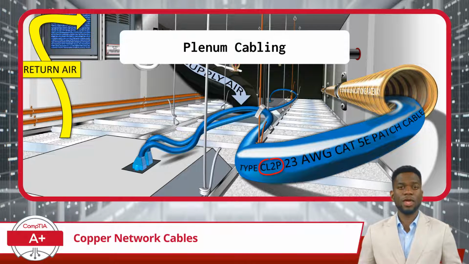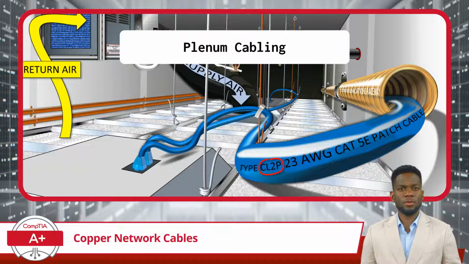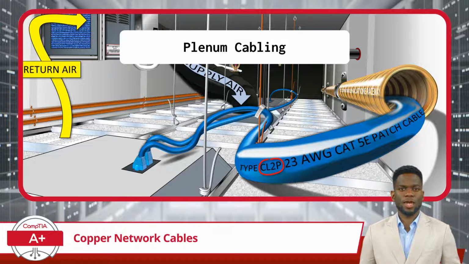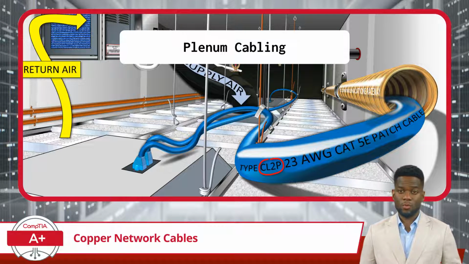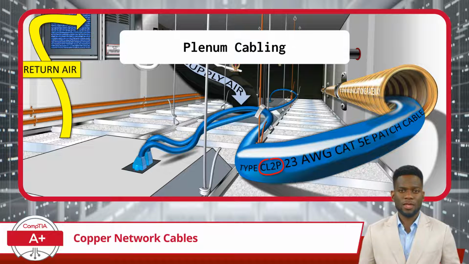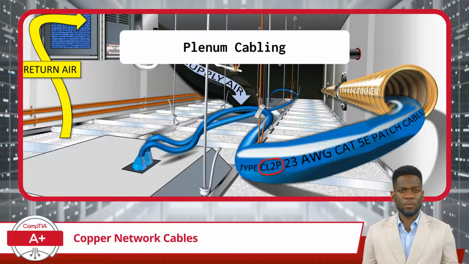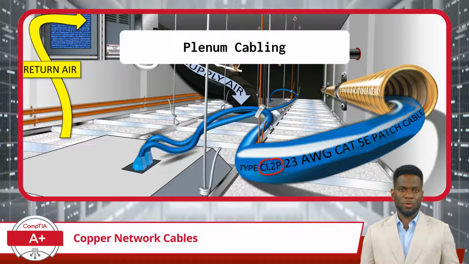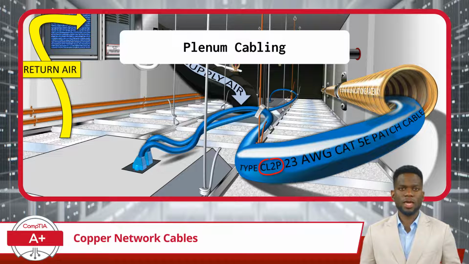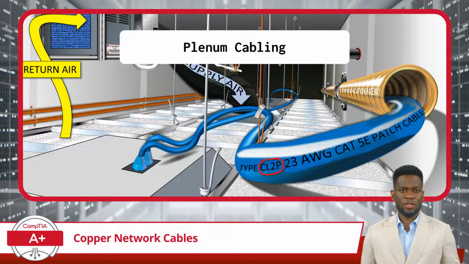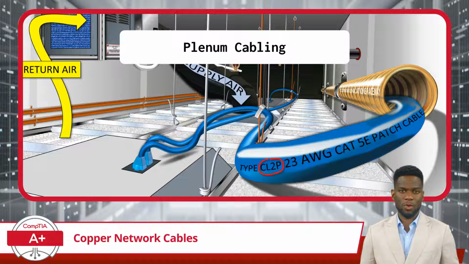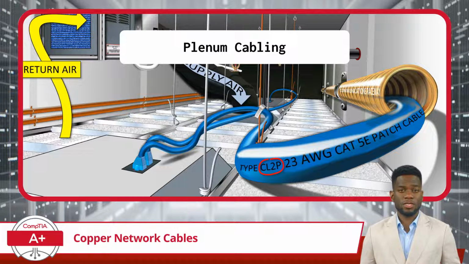What sets plenum-rated cables apart is their construction and materials. These cables are manufactured using fire-retardant materials that are capable of withstanding high temperatures without emitting toxic fumes or spreading flames rapidly. This is crucial in plenum spaces, as any fire hazard poses a significant risk to the entire building. Additionally, plenum-rated cables undergo stringent testing and certification processes to ensure they meet specific safety standards and building codes. This includes testing for flame spread, smoke generation, and toxicity levels.